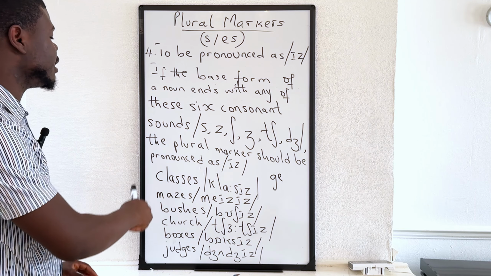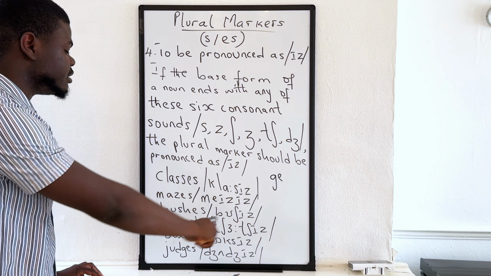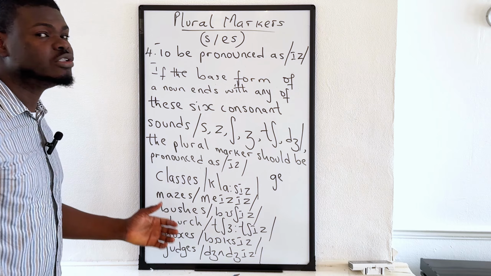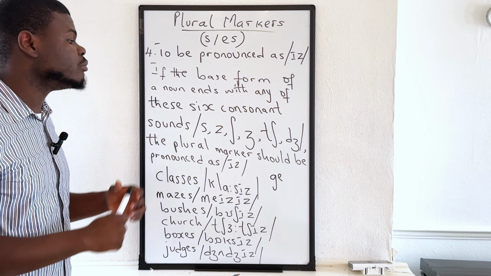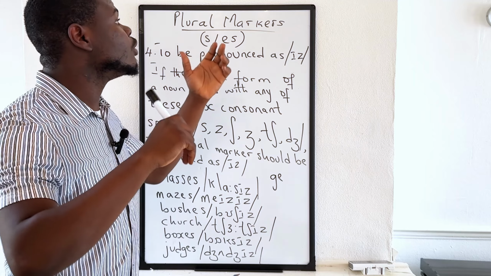Let's go over that again. Classes, mazes, bushes, churches, boxes, and judges. And with this, we've come to the end of what we call plural markers.